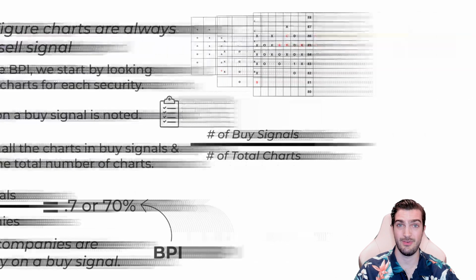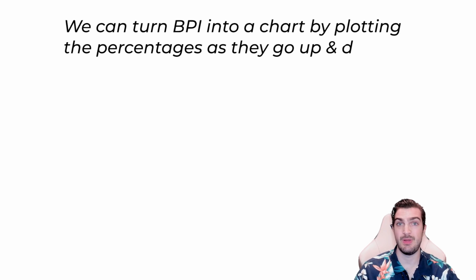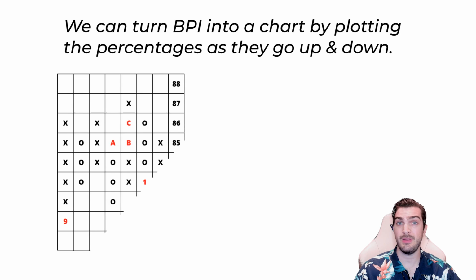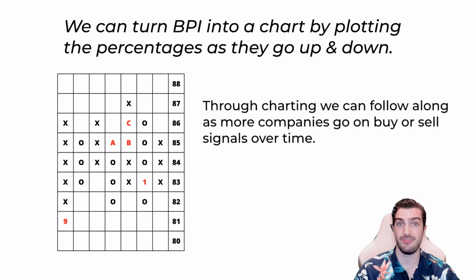Now, we can turn this BPI into a BPI chart by plotting that 70% on a chart between 0 and 100% and following how that number changes over time as more companies go on buy signals or more companies go on sell signals.